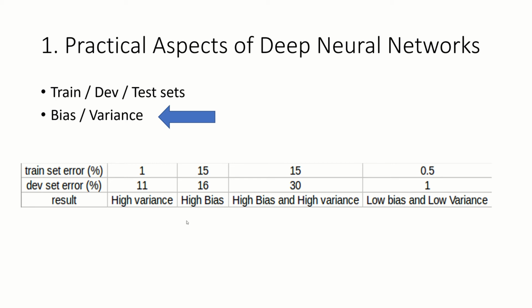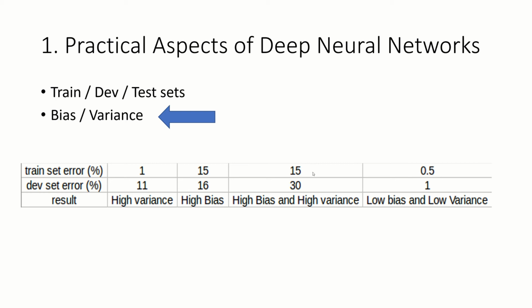When both the train and dev set errors are high, then the model is underfitting and has high bias. It doesn't understand what is happening here. It doesn't see your data. If the train set error is high and the dev set error is even higher, then your model has both high bias and high variance, and this is a really, really bad scenario here.